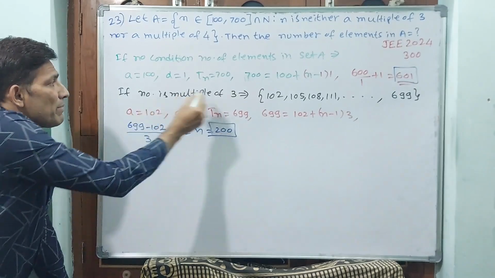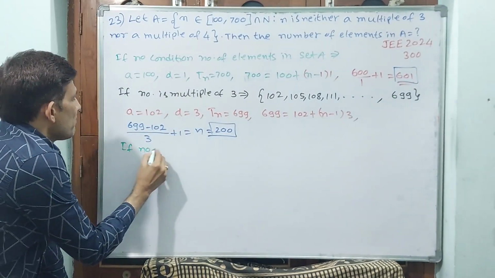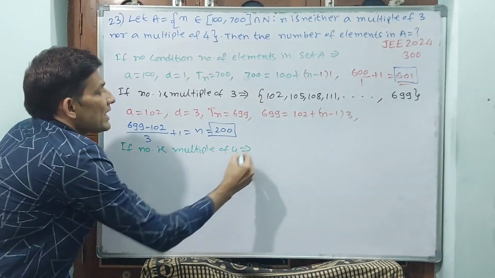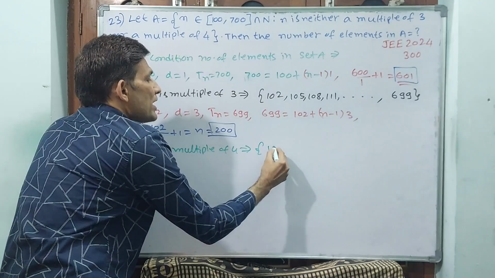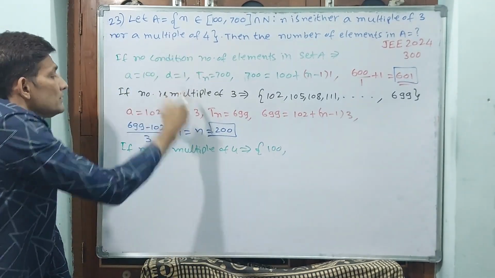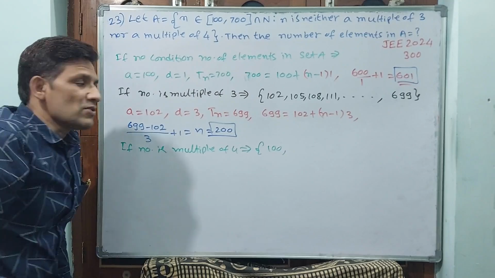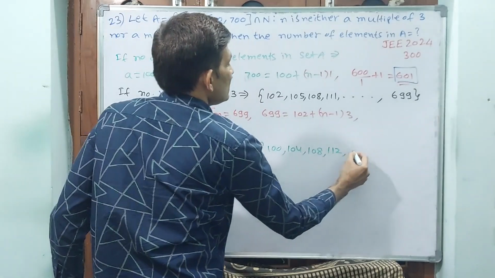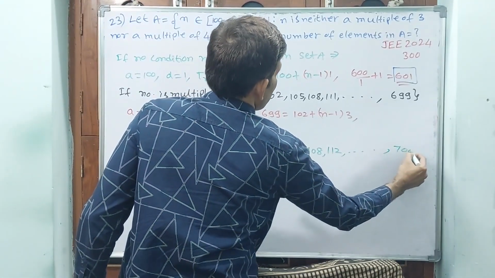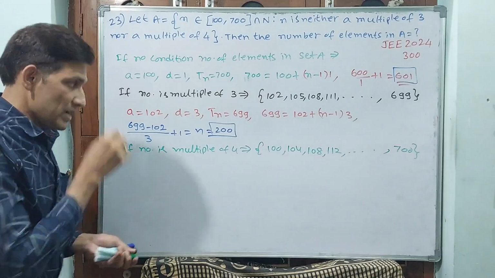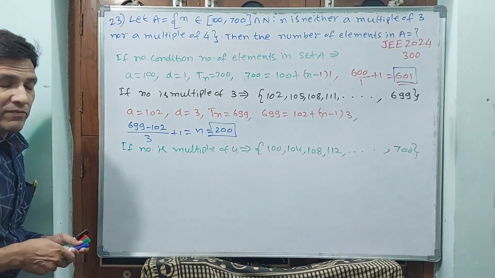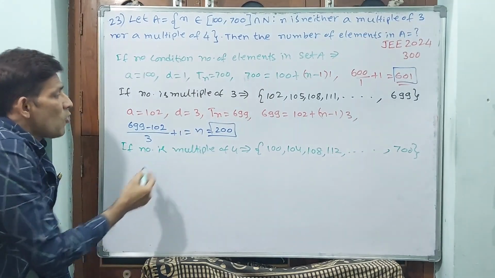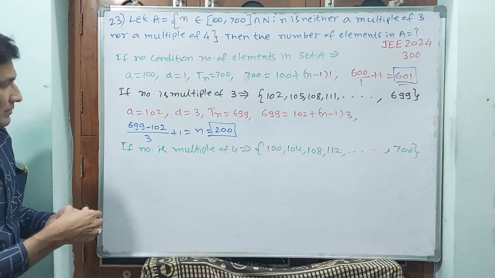If a number is a multiple of 4, see how I am doing this. 100 is a multiple of 4 only, definitely. Afterwards 104, afterwards 108, afterwards 112. 700, yes, 700 is also a multiple of 4. 4 sevens are 28, again 24 fives. 700. Now, how many numbers? How can you find? I am finding, you see.